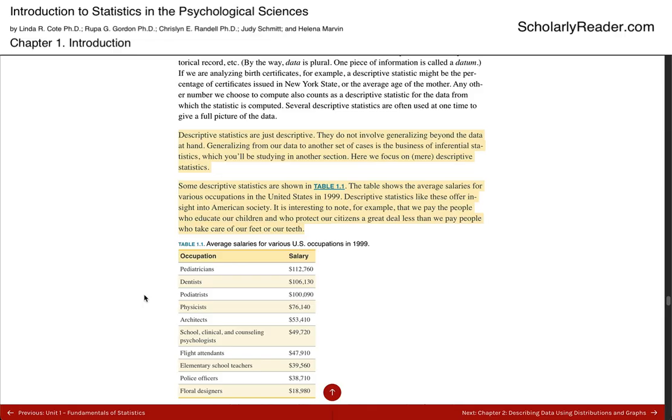Some descriptive statistics are shown in Table 1.1. The table shows the average salaries for various occupations in the United States in 1999. Descriptive statistics like these offer insight into American society. It is interesting to note, for example, that we pay the people who educate our children and who protect our citizens a great deal less than we pay people who take care of our feet or our teeth.